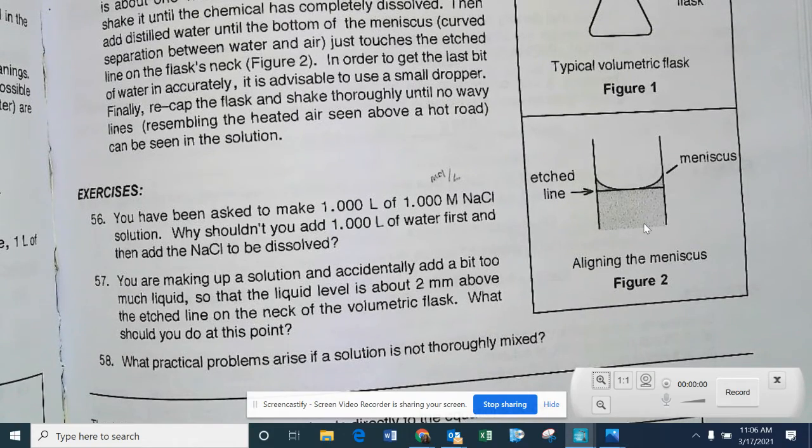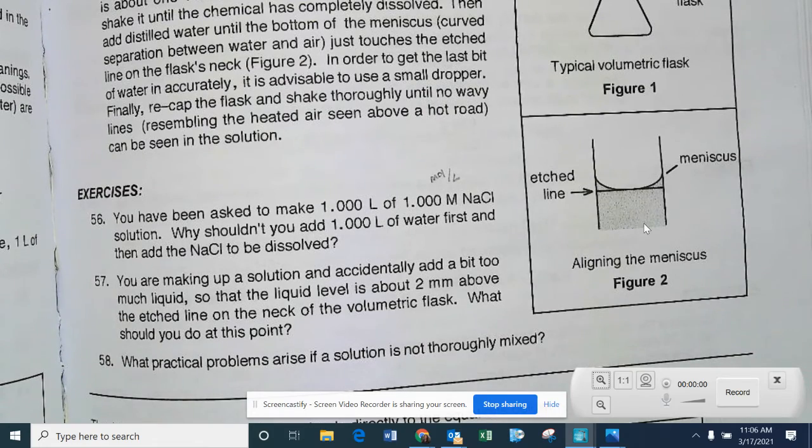Okay, 57, you're making up a solution. You accidentally add a bit too much liquid. The liquid level is 2 millimeters above the etched line on the neck. What should you do? What do you guys think? Dump it? Boil it. Oh, that's a good idea. Boil it so some of it comes out. Any other ideas or thoughts? Dump it out and restart? Yeah. What else could we do?